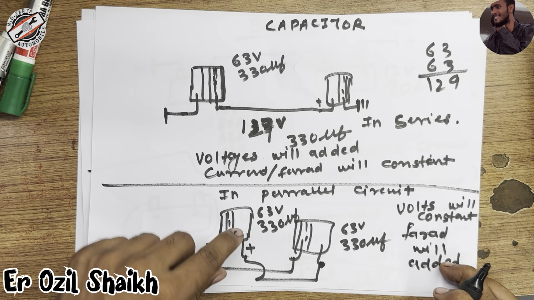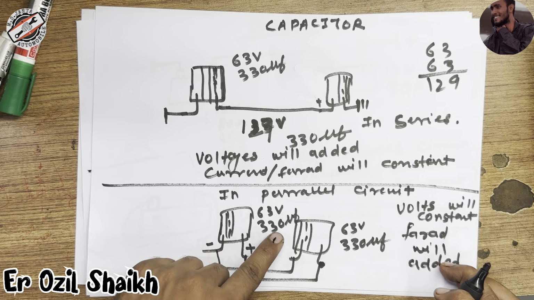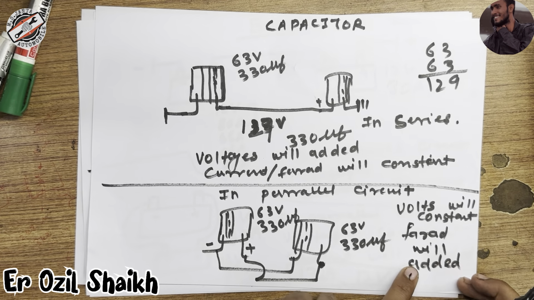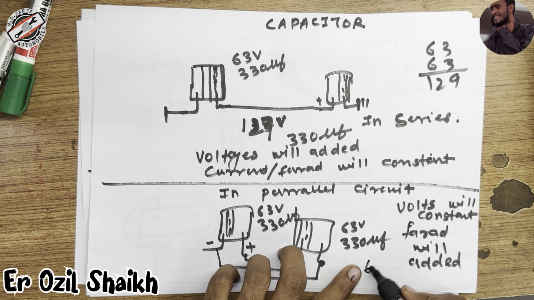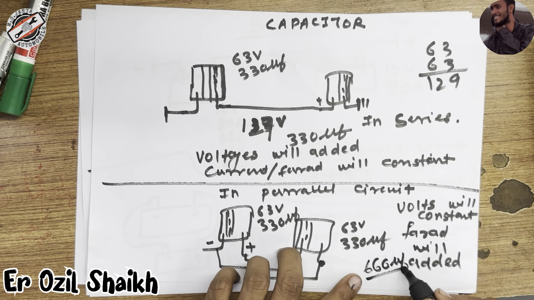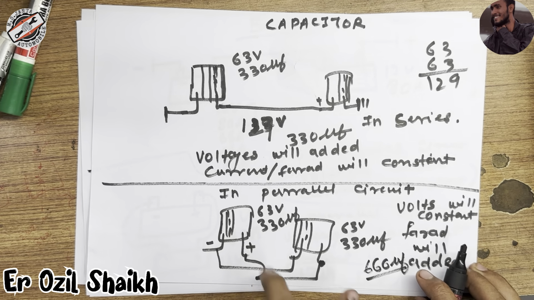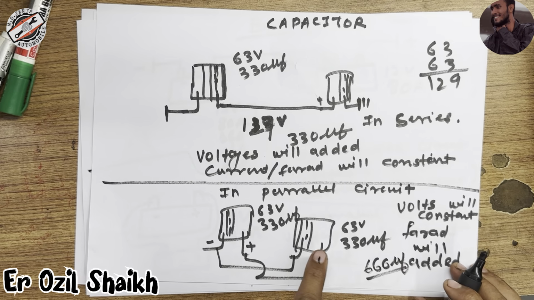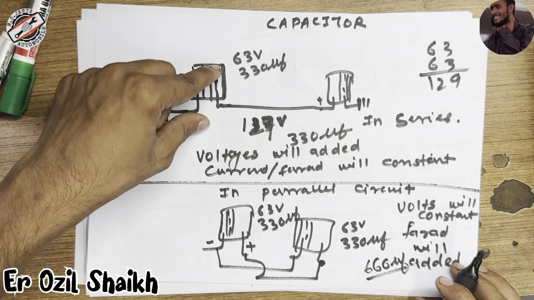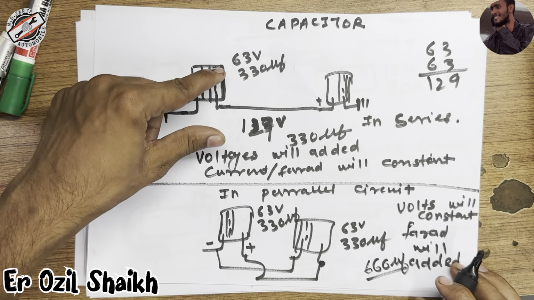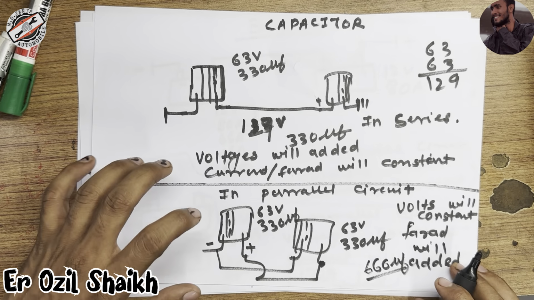And if you need 660 microfarad, so if you connect in parallel, your farad value will be added to each other. So if you need 660 microfarad at 63 volt, you can put them in parallel, and if you need 120 volt at 330 farad, you can connect in series. So this is very simple, guys.